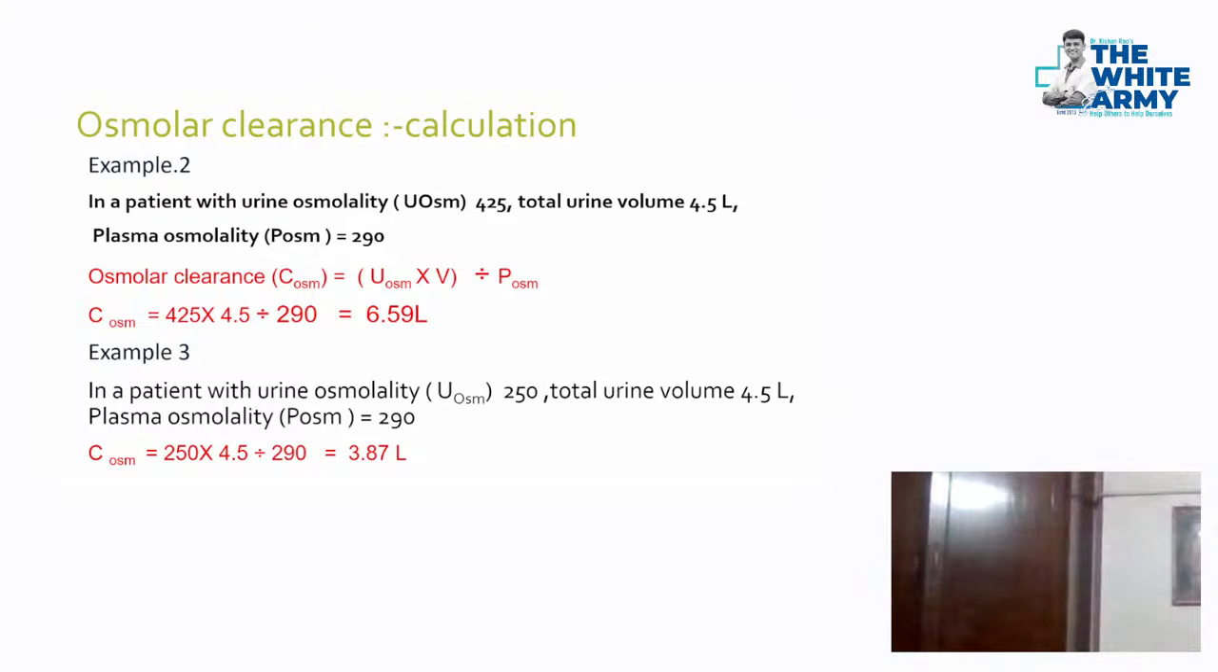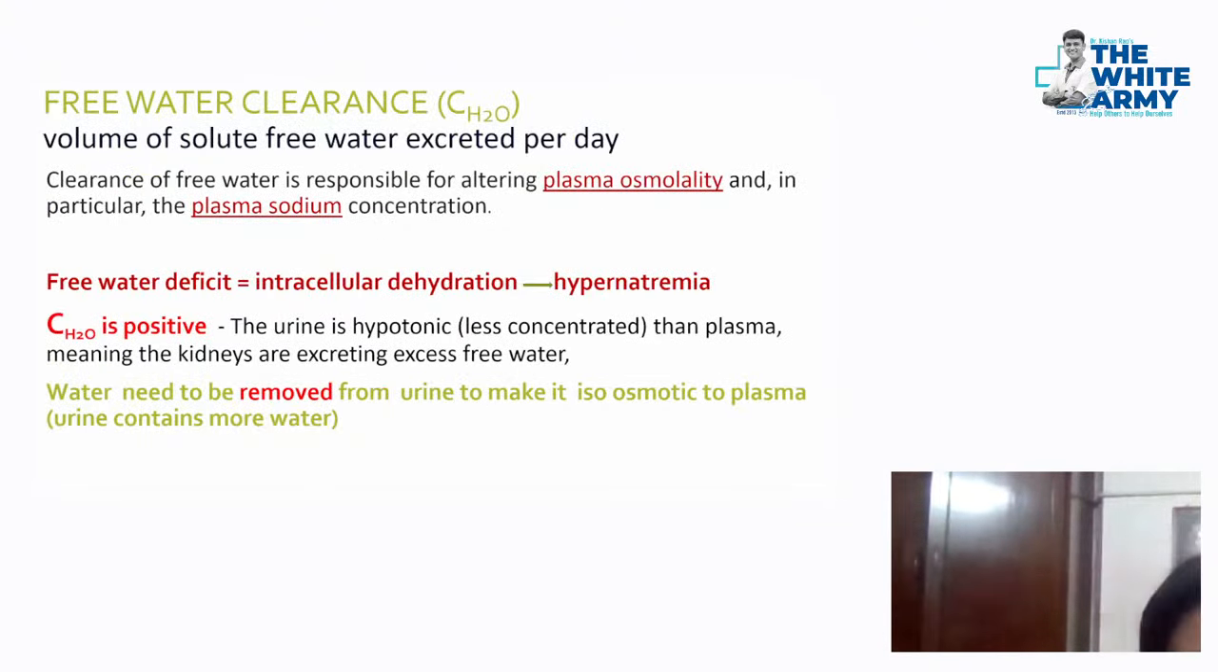In the next example, the urine osmolarity is 250 and the total urine volume is 4.5 liters, with a plasma osmolarity of 290. The osmolar clearance will be 250 times 4.5 divided by 290. So if you know the total urine volume, the plasma osmolarity and the urine osmolarity, you can calculate the osmolar clearance. So let us see what free water clearance is.